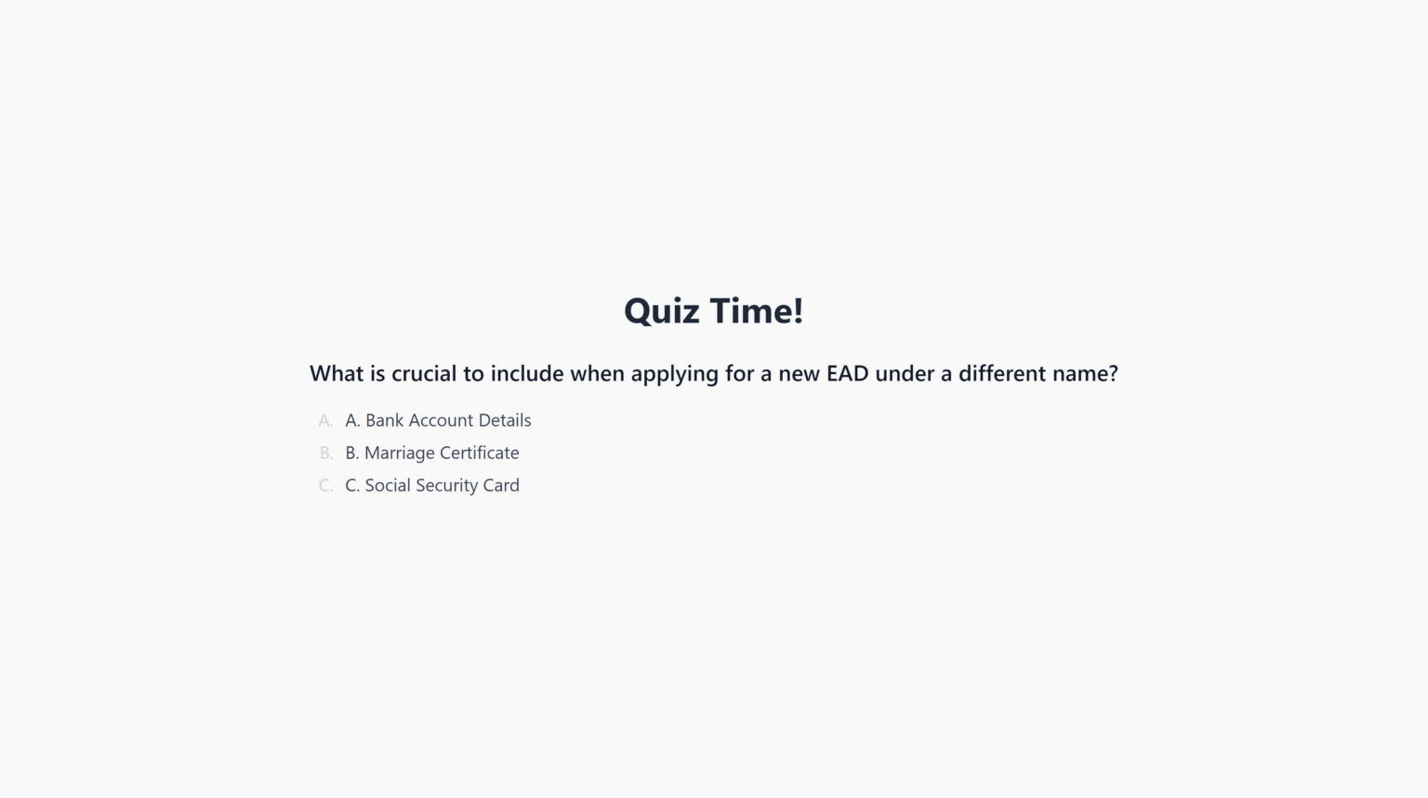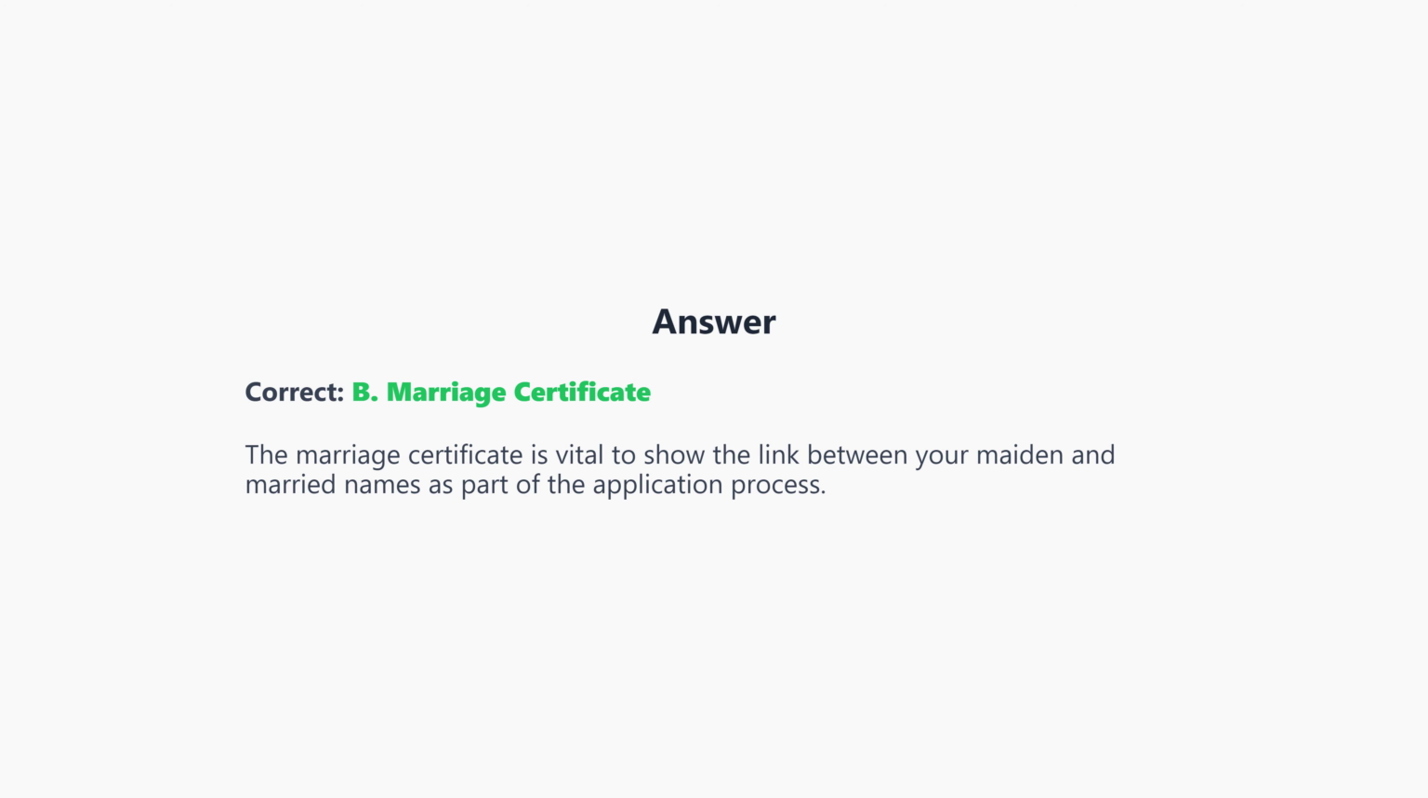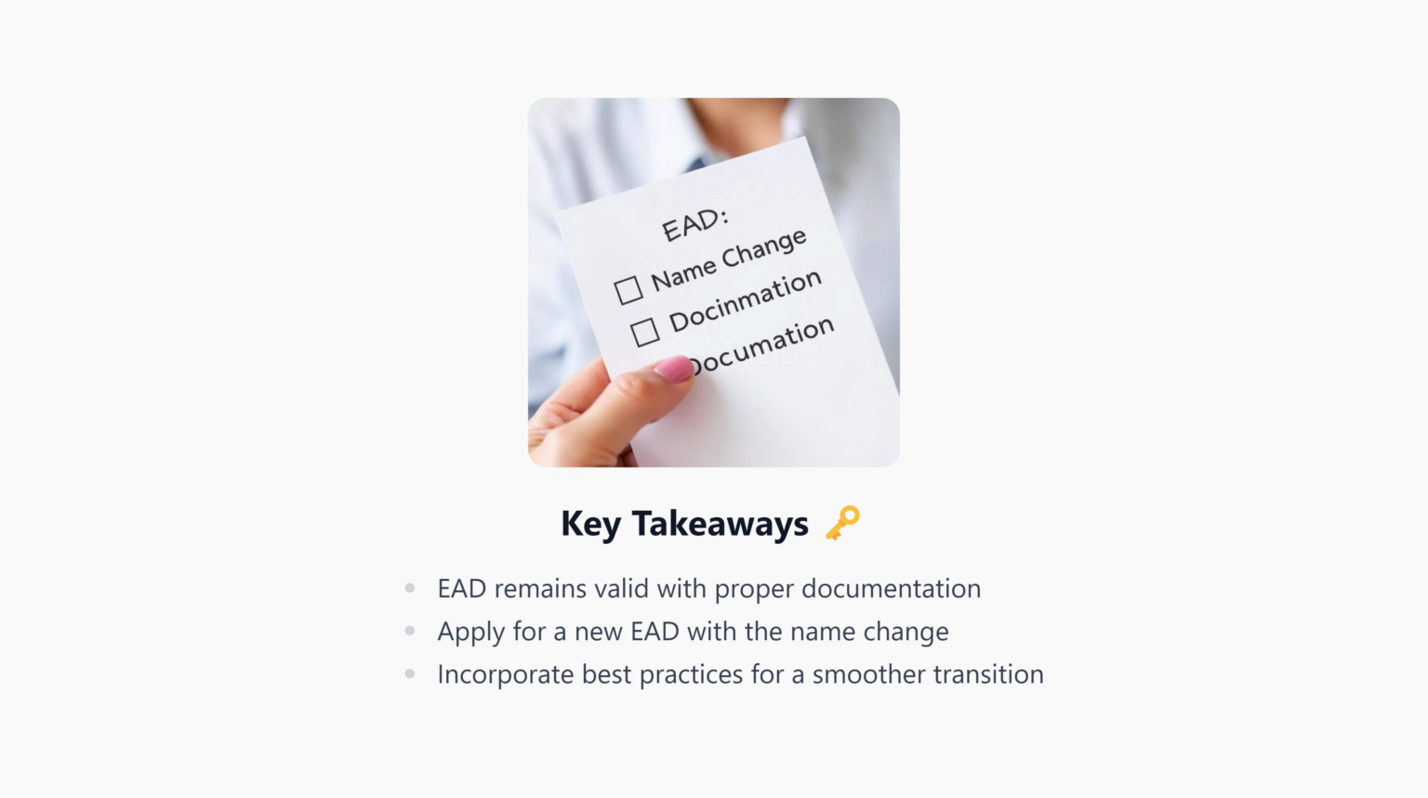The correct answer is B, marriage certificate. As we discussed earlier, this document is essential to establish the connection between your maiden and married names when applying for a new EAD. In conclusion, while your EAD can remain valid with the correct documentation after a name change, applying for a new EAD aligns with best practices for smooth employment verification. Do not forget the importance of proper documentation, like your marriage certificate.